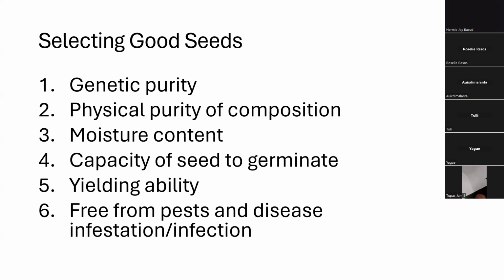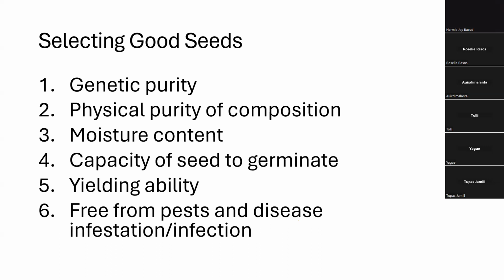Then of course, another factor, we have the moisture content. So ang moisture content ng seed, this greatly affects the storability of the seed. So yung maximum limit mainly ng ating mga orthodox seeds ay at 14% moisture content, 8 to 14% moisture content, or even lower. The next factor, capacity of seed to germinate, meaning it is viable, mataas yung kanyang germination percentage.